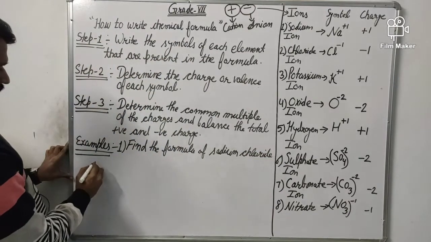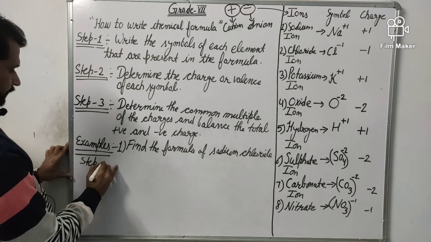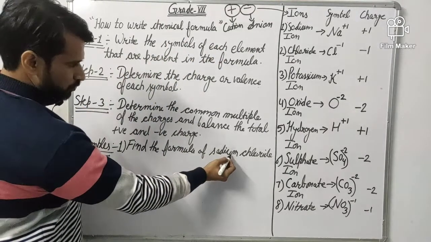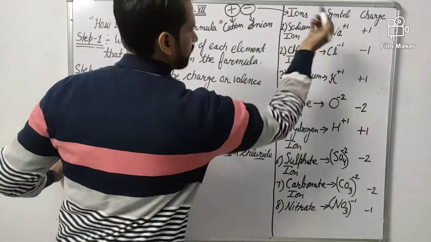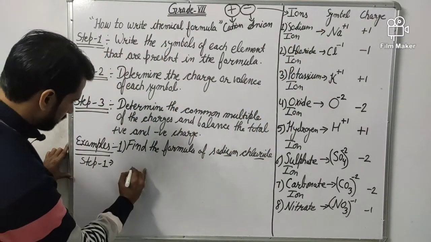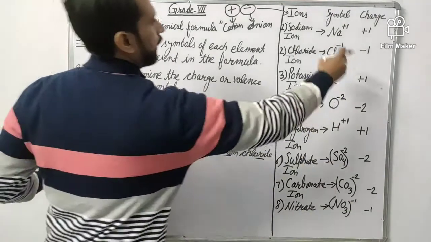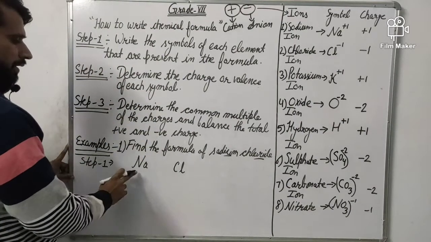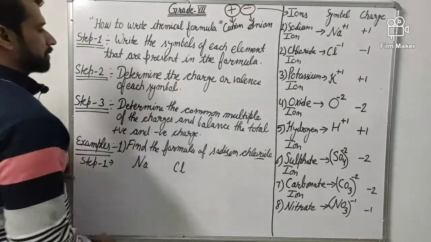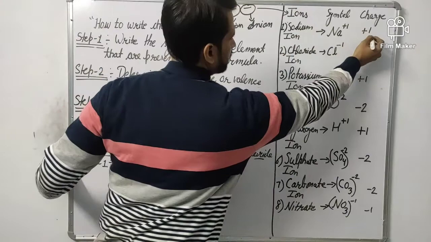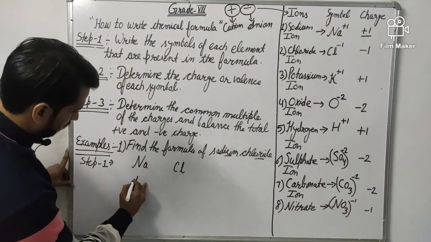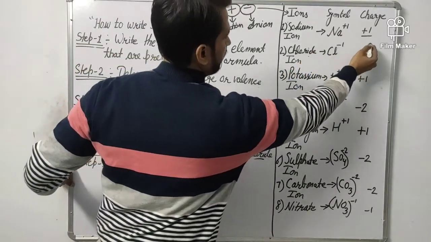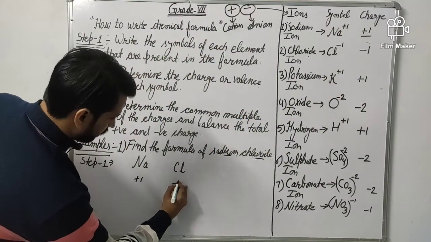So follow step number 1. What is step number 1? Write the symbol of each element. Sodium chloride: sodium has symbol Na, and chloride or chlorine has symbol Cl. Step number 2, determine the charge or valence of each symbol. Sodium has charge +1, so I'll write +1 below sodium. Chloride has charge -1, so I write -1.